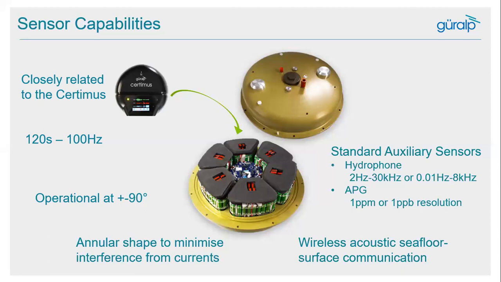In addition to the seismic sensor, we do have standard auxiliary sensors. So these are hydrophones and an acoustic pressure gauge. Both of these have different variants. So for the hydrophone, we have 2 Hertz to 30 kilohertz, or a low frequency version from 0.01 Hertz to 8 kilohertz. In the same sense, we have the absolute pressure gauge, which can have a resolution of 1 part per million or 1 part per billion. And this is all configurable at time of order.